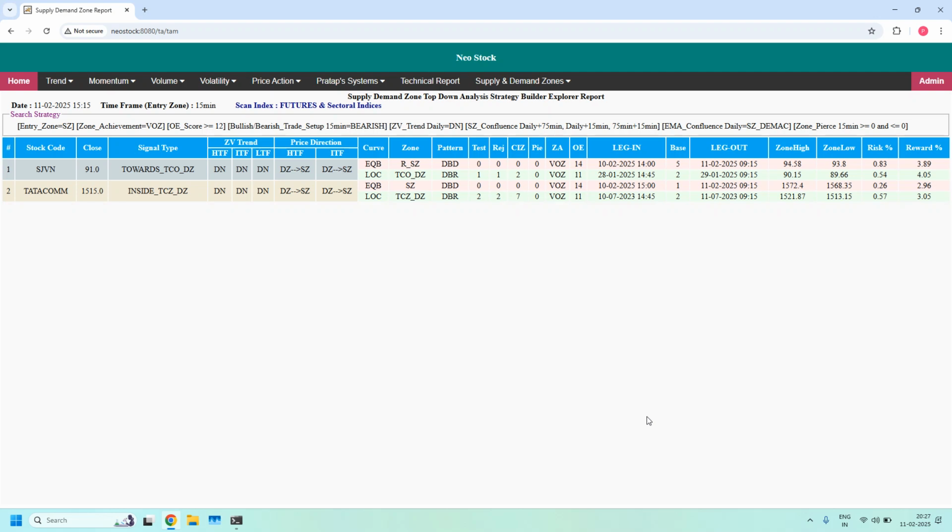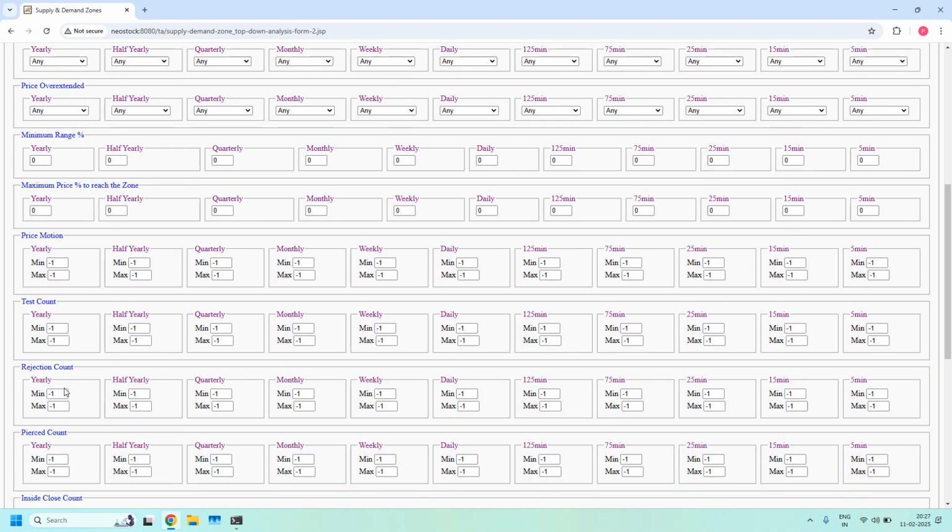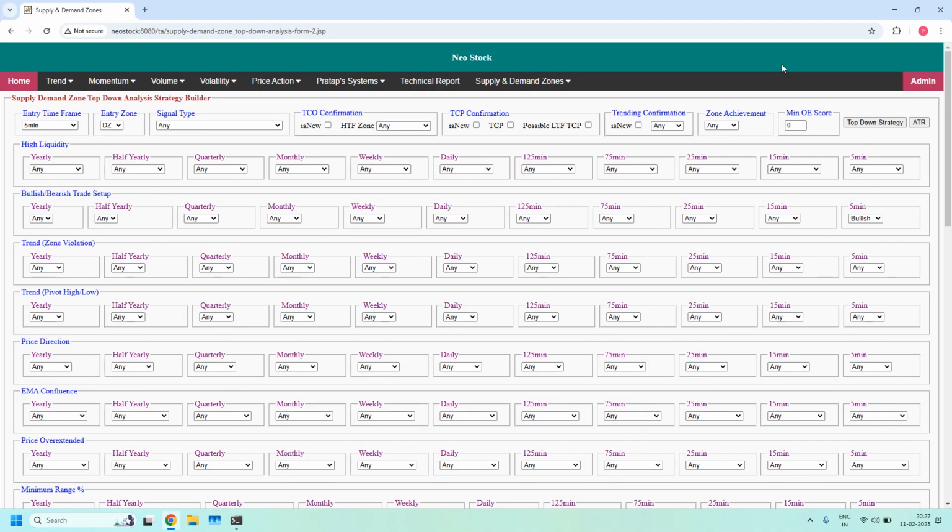And the next income trade is hourly income trade. Hourly income trade, bullish trade setup, entry time frame 5 minutes, entry zone, demand zone. In bullish or bearish trade setup at 5 minutes, I am selecting bullish, and the 5 minutes demand zone should not be pierced. On the pierced count at 5 minutes time frame, I am setting minimum value 0, maximum value 0, zone achievement violated opposing zone, minimum odd enhancer score 12.